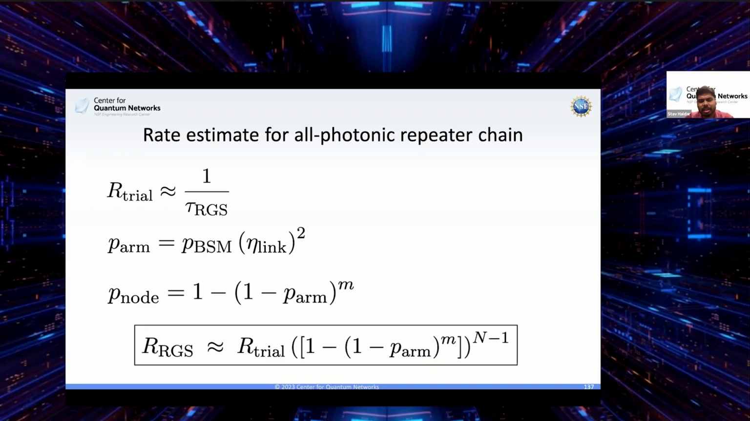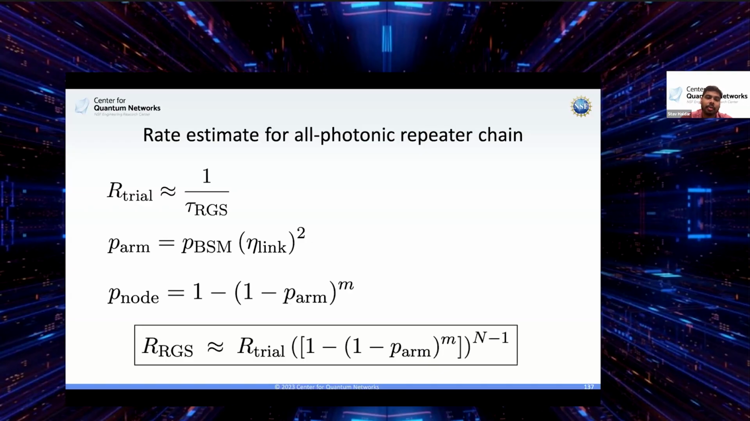So this would work for most repeater chains based on the all-photonic scheme, but it will also underestimate a lot of the details. But this is just to give you a sense of how these estimates are made. So the first thing, remember, step one was to generate the graph state, right? And that itself takes time, because we saw all this complicated business of type 1 fusion, type 2 fusion, emitter-based schemes, and so on, which require some time to do these operations, right? So there is a rate at which you can do this.